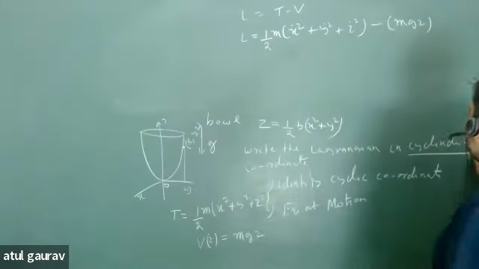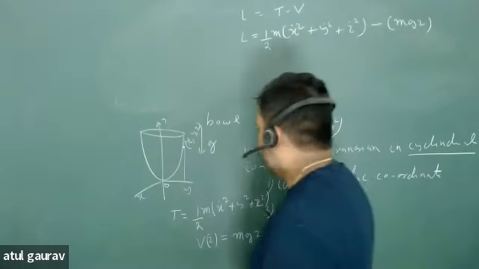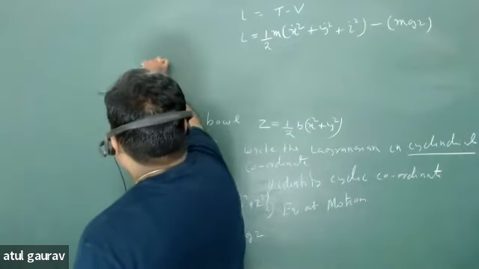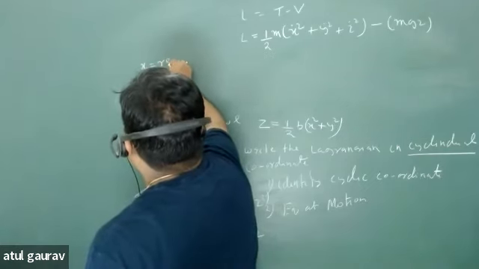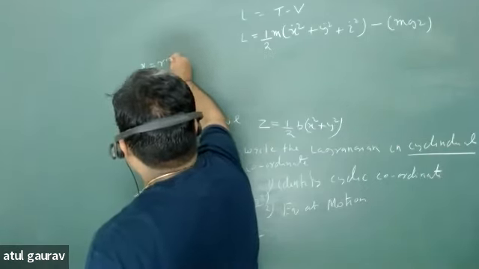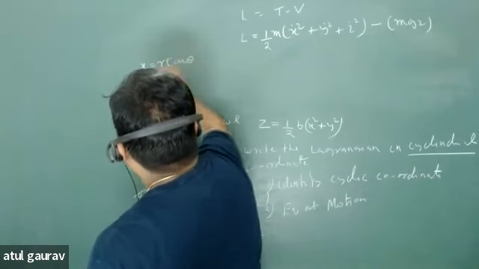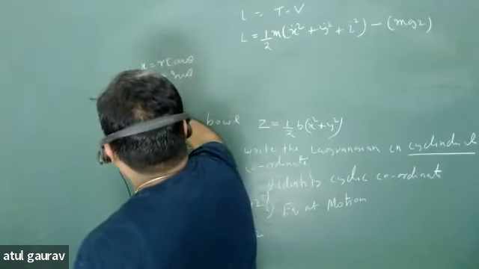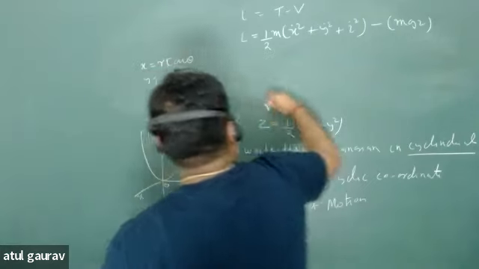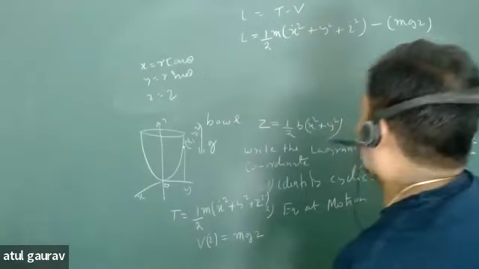So how are you going to convert to cylindrical coordinates? What will be the cylindrical coordinates? x is equal to r cos theta, y is equal to r sin theta, and z is equal to z. So we can easily convert them into cylindrical coordinates.